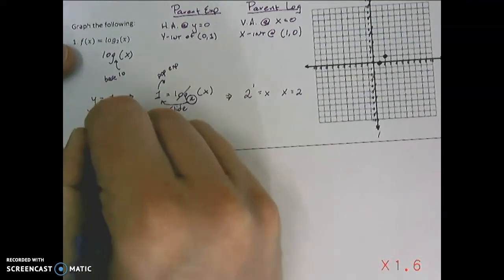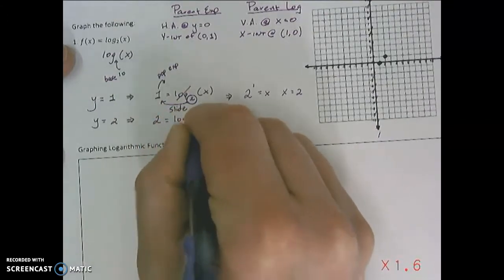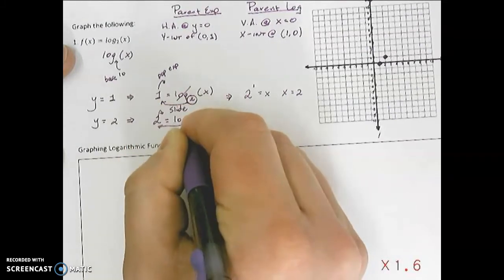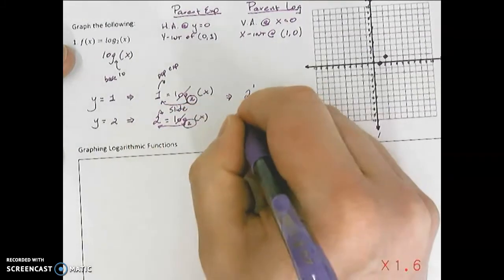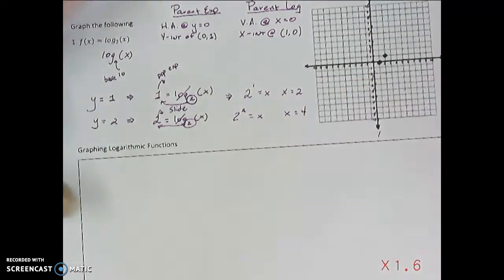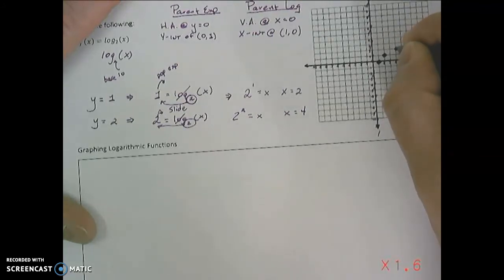Then let's try y equals 2. That would give us 2 equals log base 2 of x. We slide the base, we pop the number, we drop the log. That means 2 to the second would equal x, or x equals 4, which means we have the point (4, 2) on our graph.